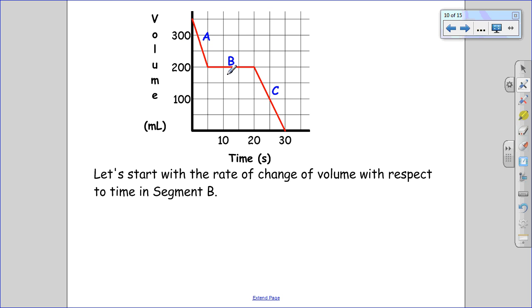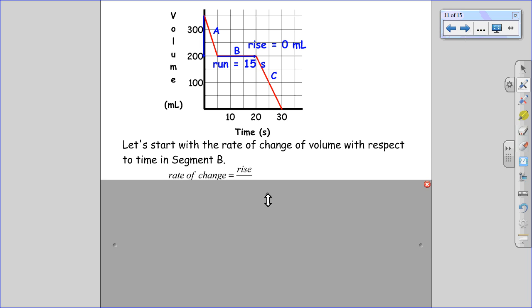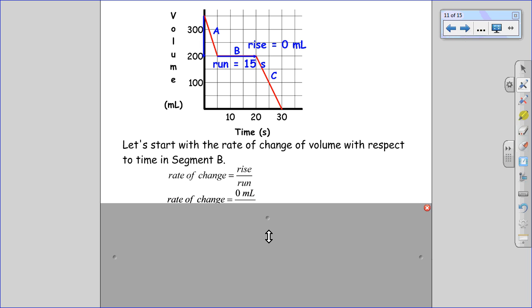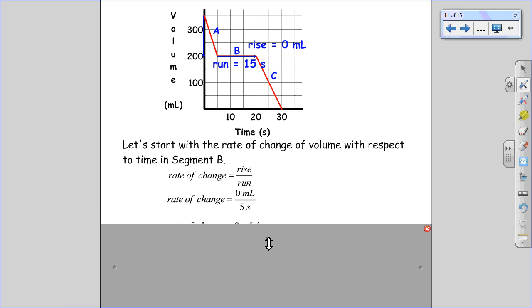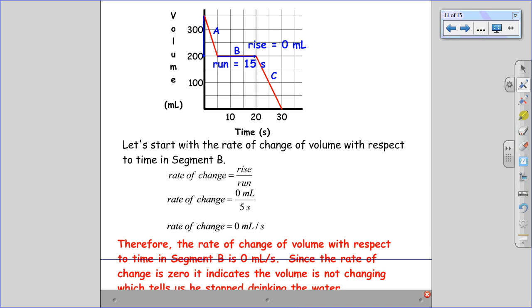In part B, if I look, I start here, I end here. My rise is 0, my run was 15. When I substitute that into my rise over run equation, I end up with a rate of change of 0 milliliters per second. So the rate of change of volume with respect to time in segment B is 0 milliliters per second. The volume's not changing because the rate of change is 0.